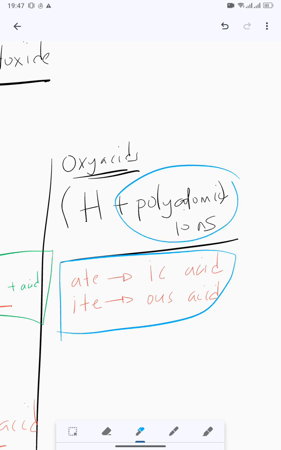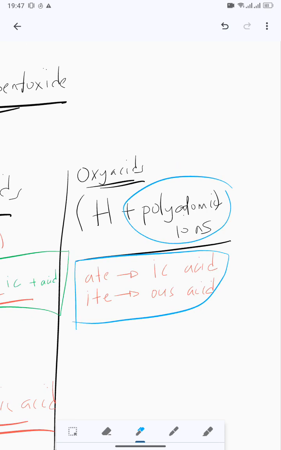Believe you me, if you don't know the names of the polyatomic ions, let's say you can't differentiate between sulfate and sulfite, you'll be cooked, because look at our pattern, our template, for how we name oxy acids. If it's ate, it's ic acid. If it's ite, it's ous acid. Then maybe you swap between sulfate and sulfite polyatomic ions. That means you are cooked.